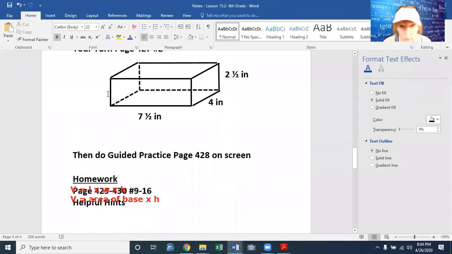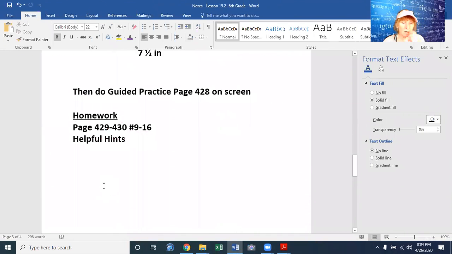Homework, I want to clear my drawings, I guess, is to do page 429 through 430, numbers 9 through 16. I'm going to give you some helpful hints on a few of these. Let me just turn my book page over here. So I'm going to give you some hints for number 13. So let's look at that one.